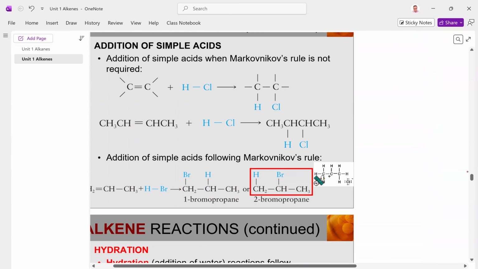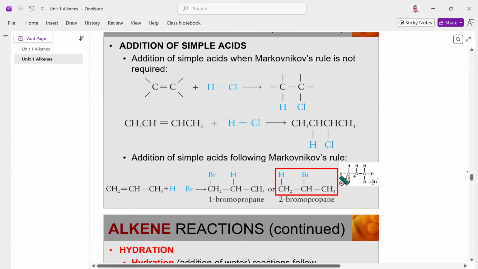Okay, let's look at this example down here. So we're starting with propene now, 1-propene. I'm going to add HBr to that double bond. Now, H and Br are not homogenic. They're heterogenic. Whenever you have a hetero addition, that's when you get a mix. So it depends on which way the H and Br land.